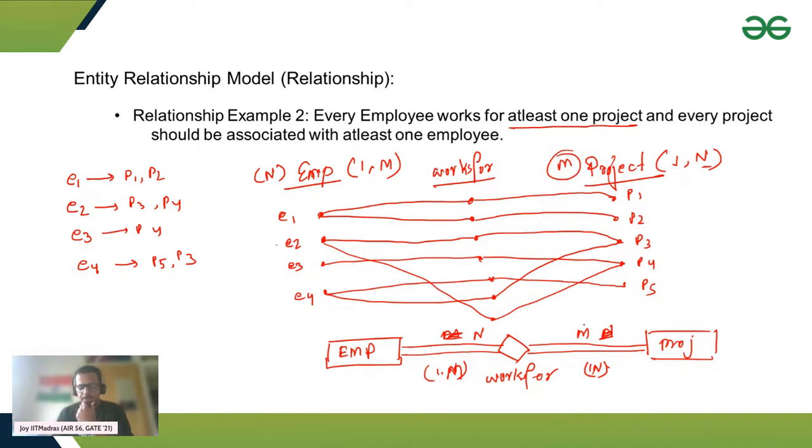Whereas if you go for min-max, the minimum number of relationships that the employee can take part in is one, and the maximum is M. M is the number of entries in the project entity, and the same goes for the other side.